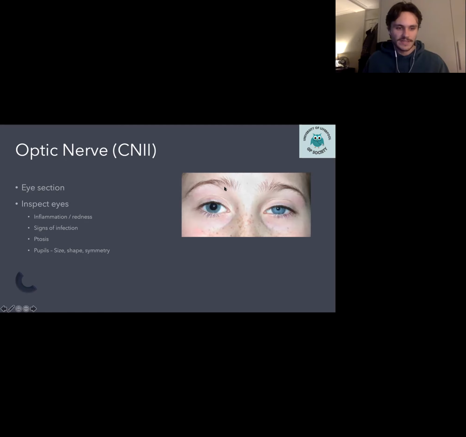Is this a ptosis? And then coming onto the eye, the sclera, making sure it's white, the iris and the pupil, making sure the pupils are symmetrical, they're of equal size, roughly, and shape as well, that the shape's round and spherical.